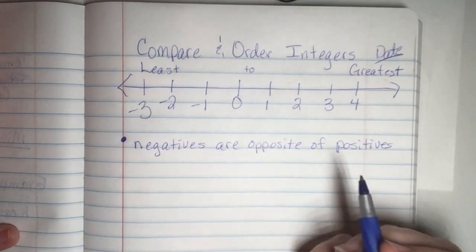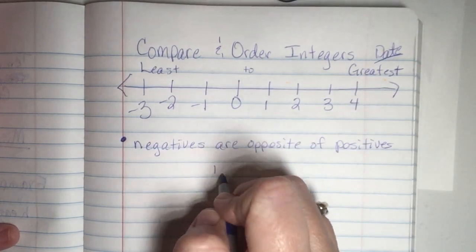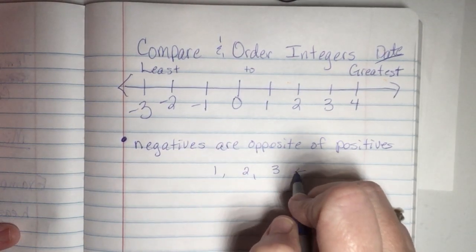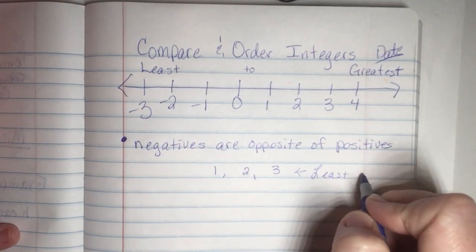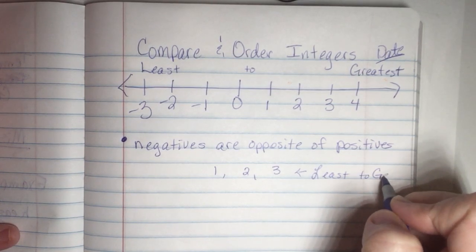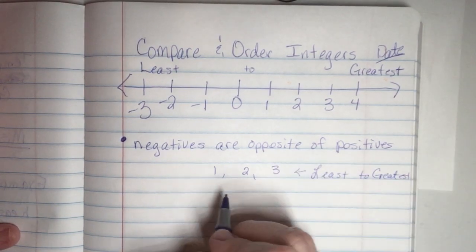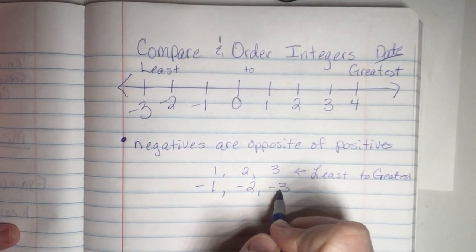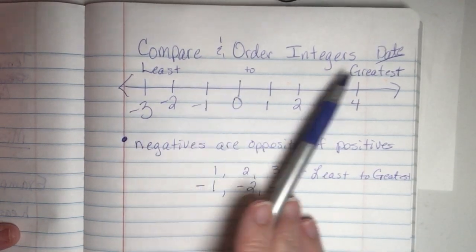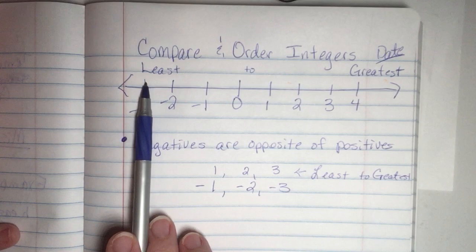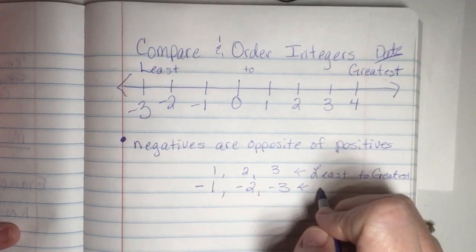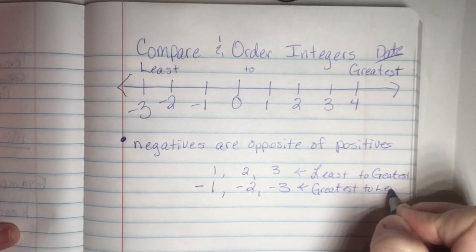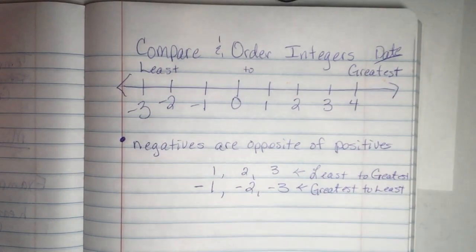Okay, so for example, if we have 1, 2, 3, this is in order from least to greatest. But if I put negatives on there, -1, -2, -3, right here, -1 is greater, and then -3 is least. So this one is in order from greatest to least. It's the opposite. So negatives work the opposite of positives.